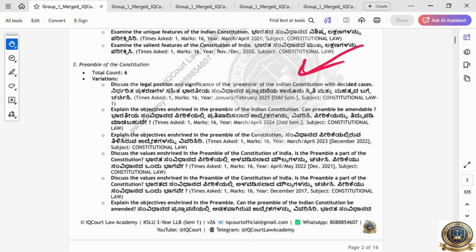Preamble of our Indian Constitution, which decided case law. See, they are asking the case laws. Without writing a case law, they will not give good marks. That is the reason many people are failing in this exam. You have to write the case law, you have to study the case law.